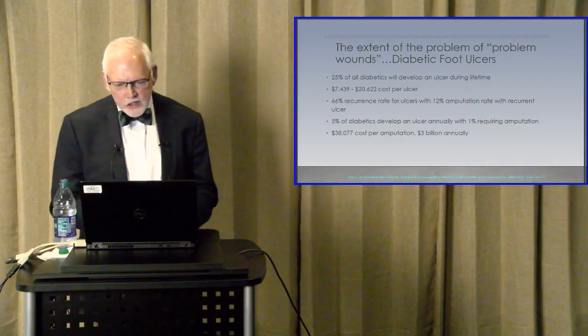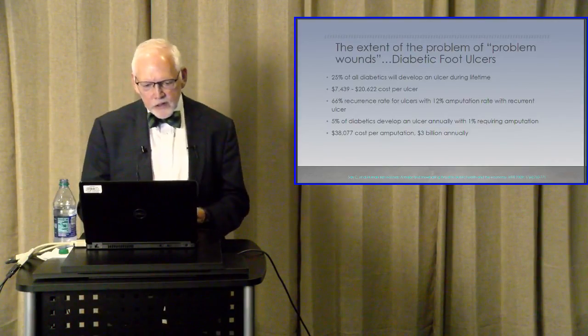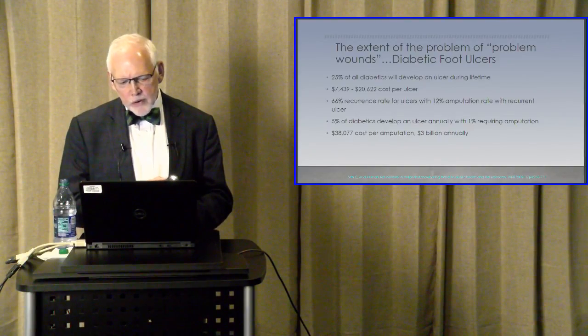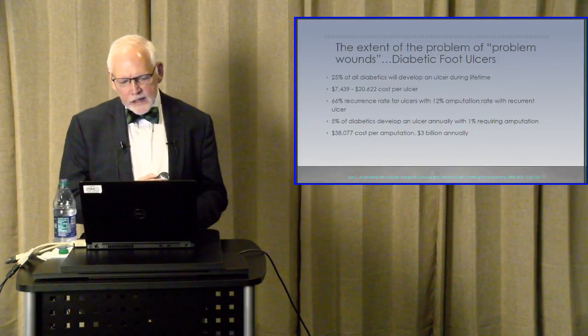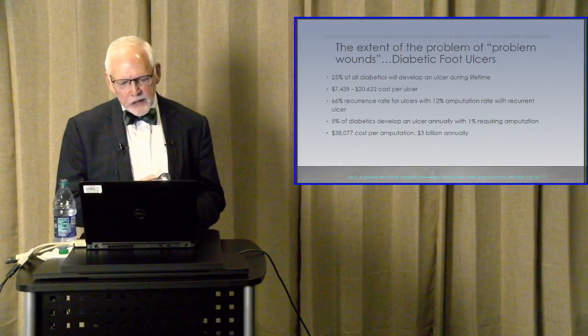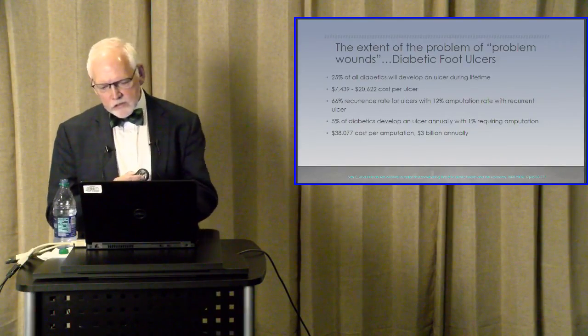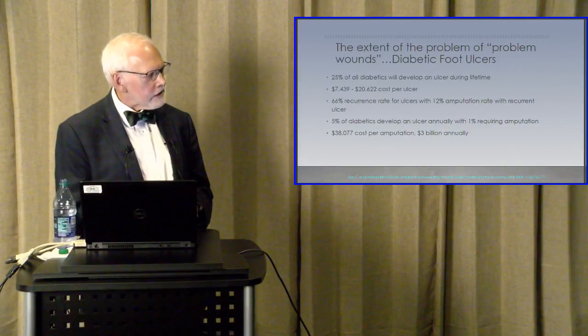If you look just at diabetic foot ulcers, 25% of all diabetics will develop one during their lifetime. It's very costly per ulcer. Again, there's a high recurrence rate. Amputations cost a lot of money, $38,000 plus. This is in 2009, so it's more than that now.